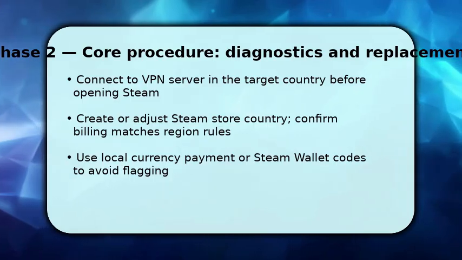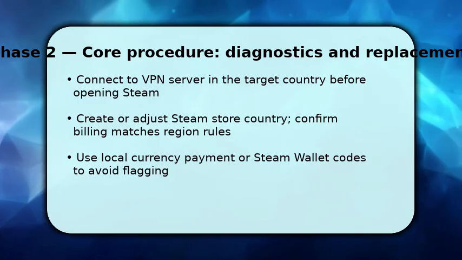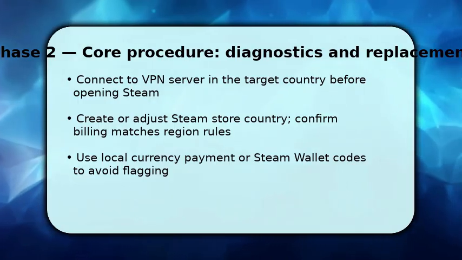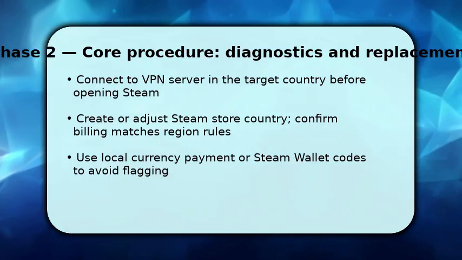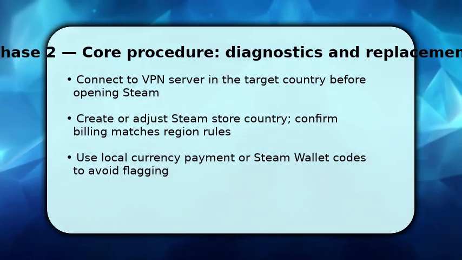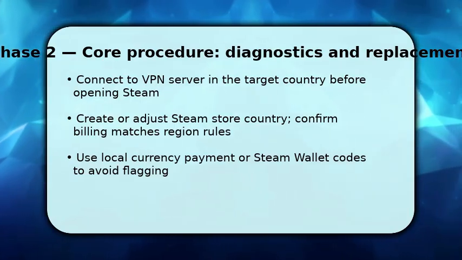For payment, use a local card, correct address, or buy regional Steam wallet codes because mismatched billing triggers restrictions. Once purchase completes, start the download immediately while still connected to the VPN and to the same server. This reduces the chance Steam flags the content.